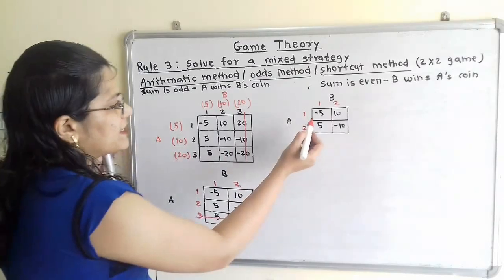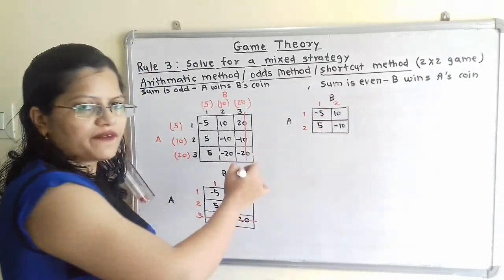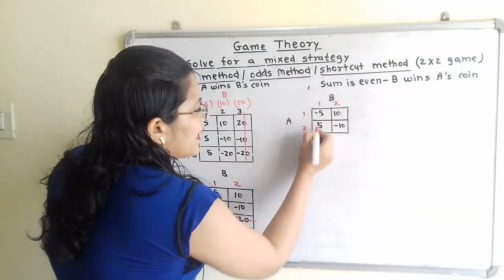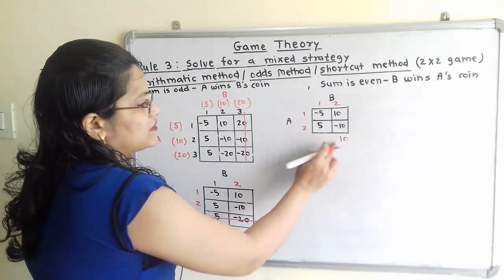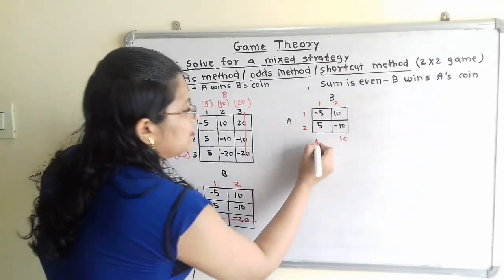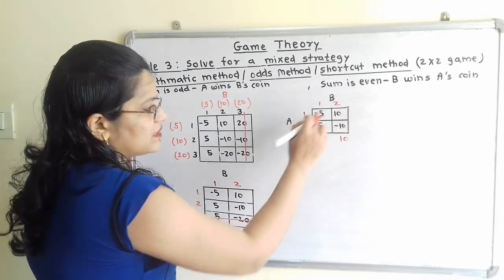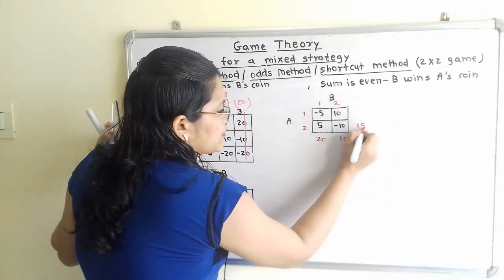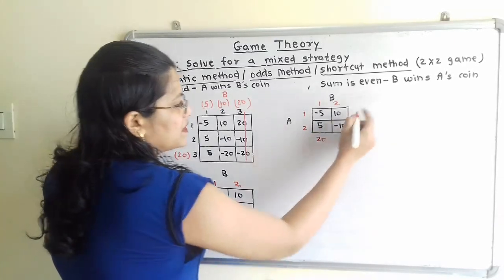If I take the difference in the first column, minus 5 minus 5, that is minus 10, but we have to ignore the sign. So we will write this difference under the other column, that is 10. 10 minus minus 10, that is 10 plus 10, 20. Here, minus 5 minus 10, that is minus 15, but we ignore this and write 15. 5 minus minus 10, that is 5 plus 10, 15.